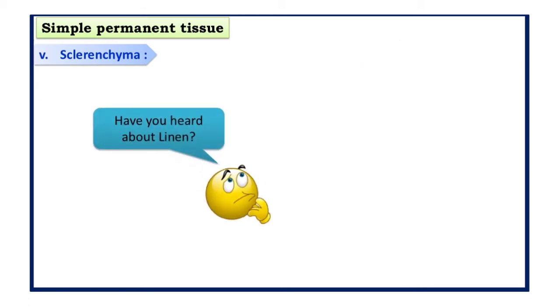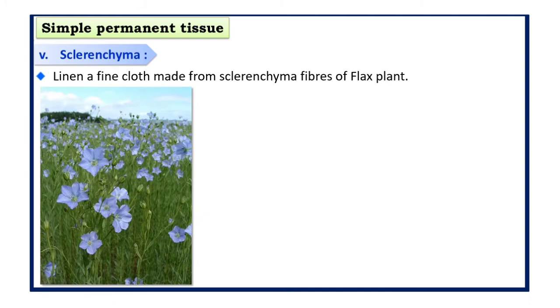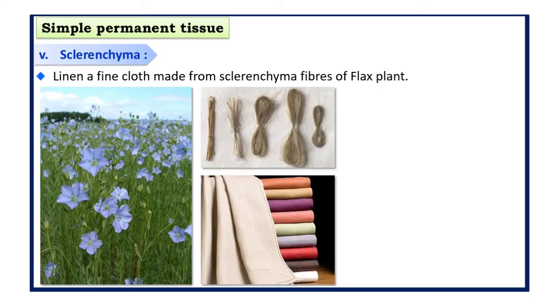Then this sclerenchyma tissue, you might have heard about linen clothing. Linen is a kind of fine cloth which is made from the fibers of the flax plant. It's a plant called flax. The fibers are made from this plant, which helps in making clothes.